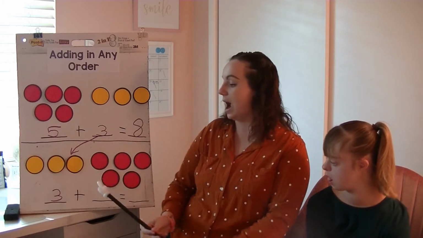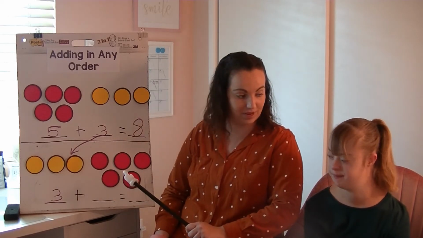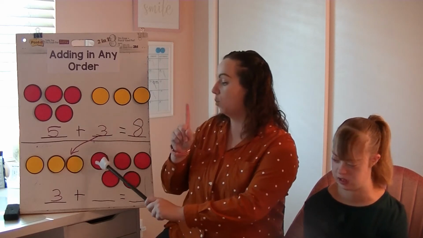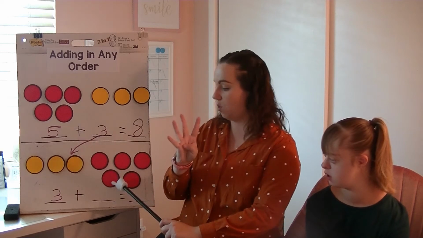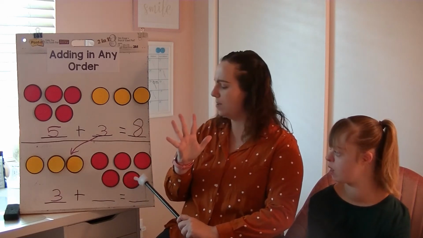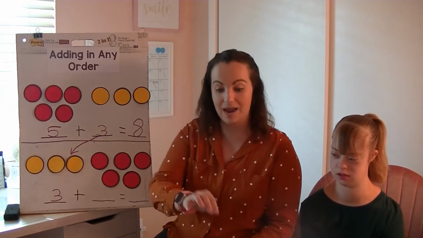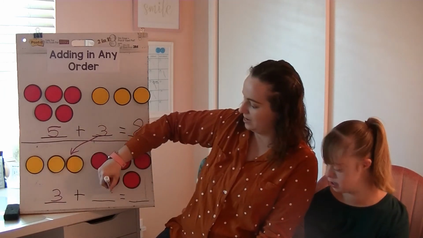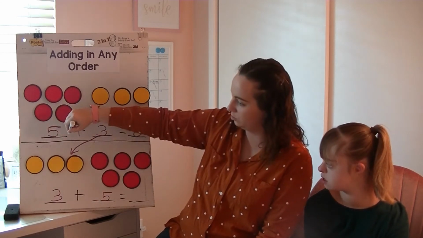Now, let's double check how many more I'm adding on. Let's count how many red counters we have in this second group. Ready, set, count with me. 1, 2, 3, 4, 5. How many red counters do I have here? I say 5. Yes. Oh my, just like we had up here.